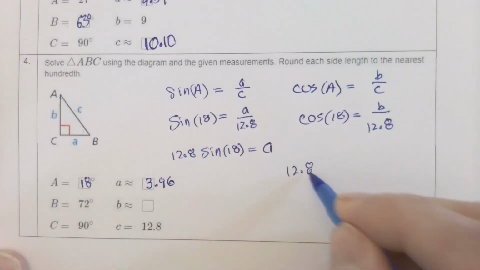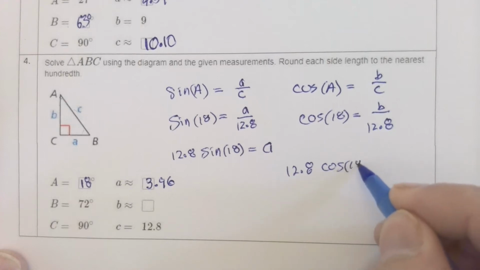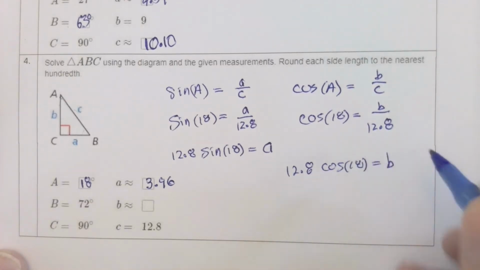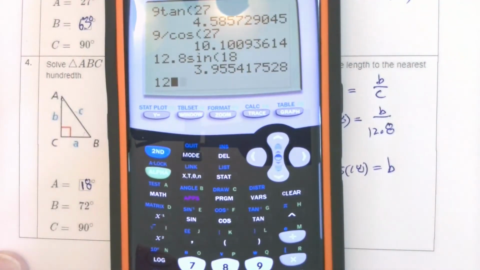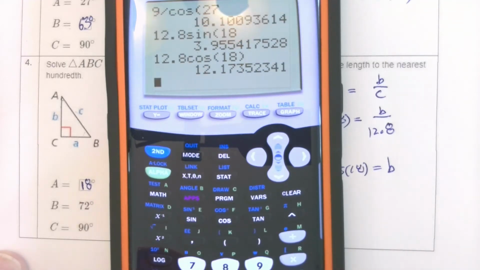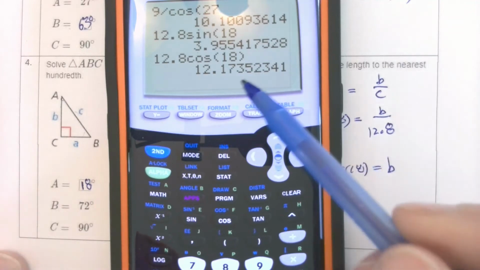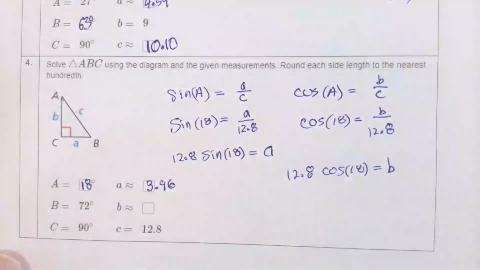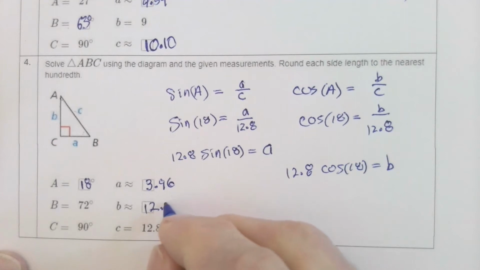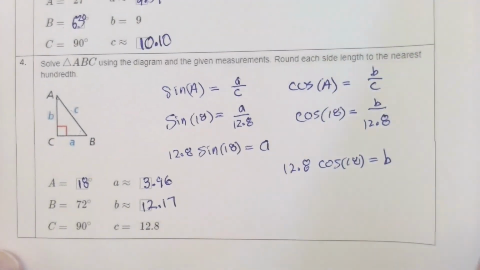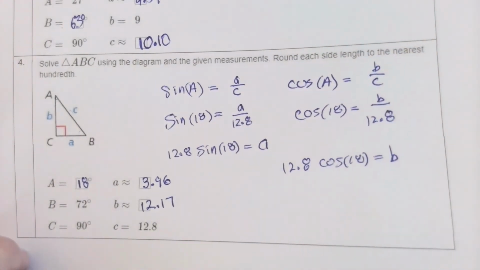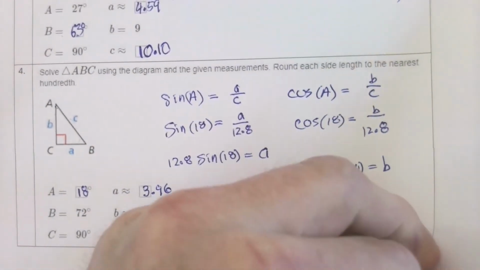So 12.8 times cosine of 18 will return a value of b. 12.8 times the cosine of 18, and you get, to the nearest hundredth, 12.17 for b. Okay, so those were two problems where you had to solve a triangle, in other words, find all the missing information.